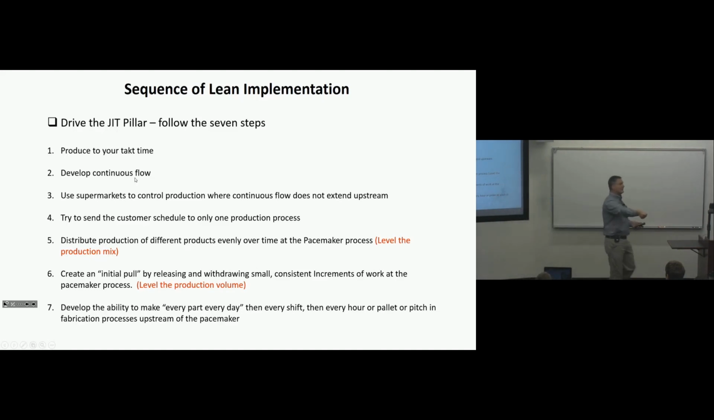Here's what you build, in this order. Develop the ability to make every part every day, then every part every shift, then every part every hour, pallet or pitch. That means we implement SMED. Why? So that we don't have to build 20 cars, change over the fixture, and build 10 more. If we can change the fixture over in 2 seconds, we can build 2 of one or the other. What's that do? Reduces the supermarket. Reduces the WIP throughout the whole system. Achieves the goal of reducing our lead time, because lead time is a function of WIP.